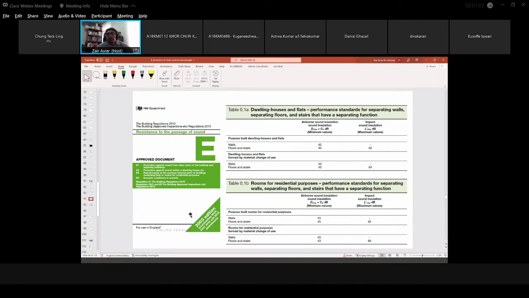Okay, and it depends on standards. For example, in this case I'm referring to the England standard. So a wall needs to have certain sound insulation properties, a floor needs to have certain sound insulation properties, and so on. In Malaysia, I'm not sure whether we have this kind of sound insulation requirement.